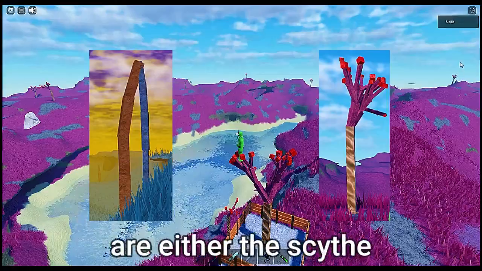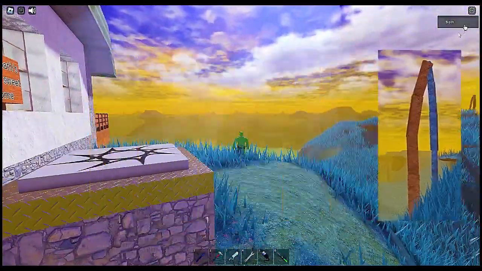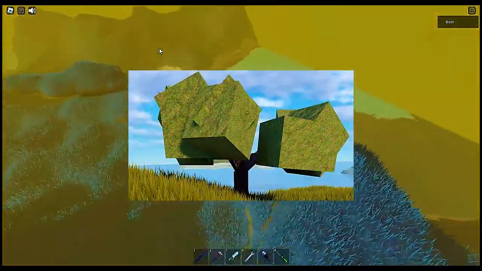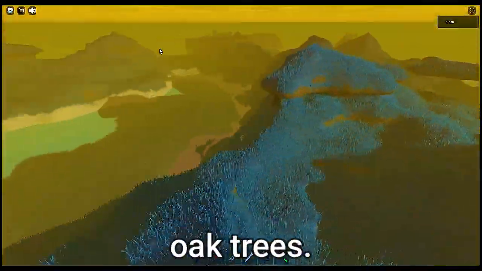The actual worst trees are either the scythe or the lepidodendron. I know the scythe gives you 61 wood per tree. The best tree is the oak tree. If you do not have one and you want a lot of wood, keep resetting your progress until you teleport to a planet with oak trees.